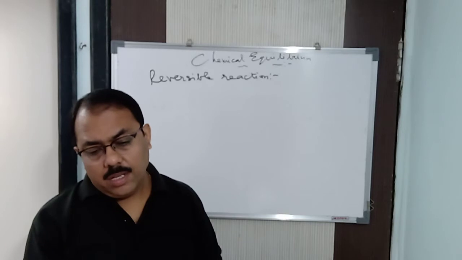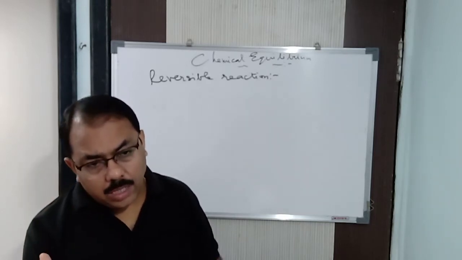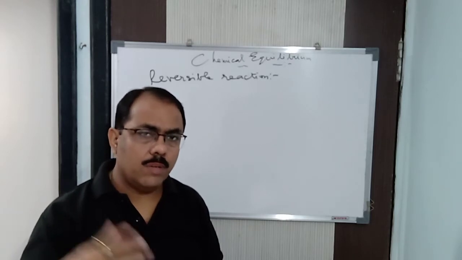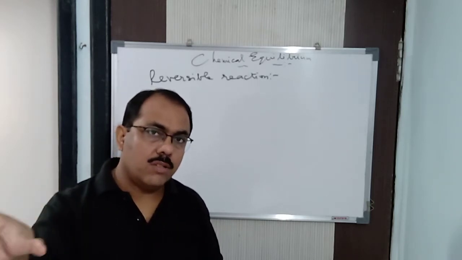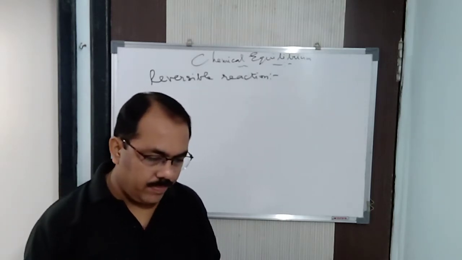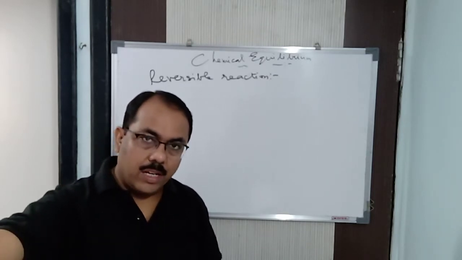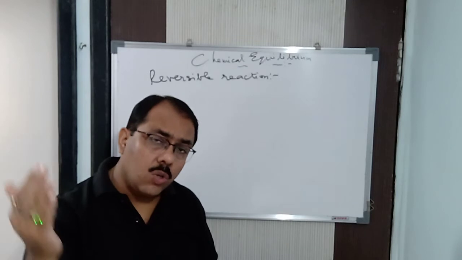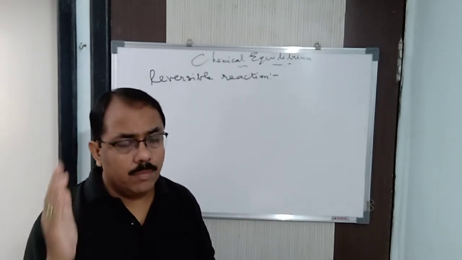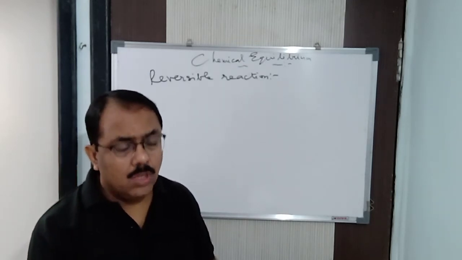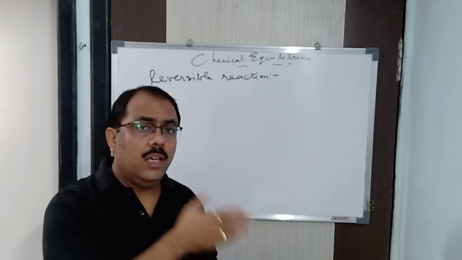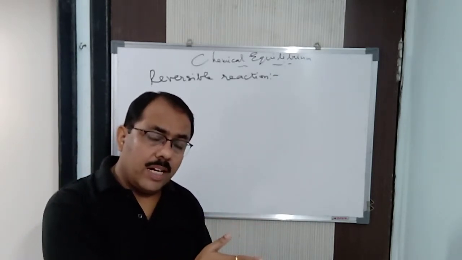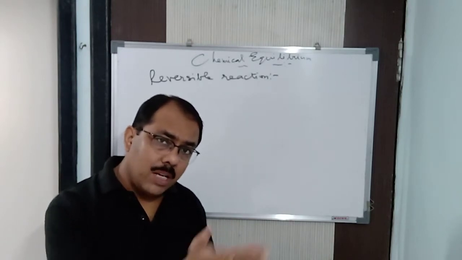For example, ammonium chloride on heating changes to ammonium chloride gas. It's a solid. On heating it changes to gas because it is a sublimable substance. That is in the forward direction. Now on cooling, the ammonium chloride gas changes back to ammonium chloride solid. That is on reversing the experimental conditions.